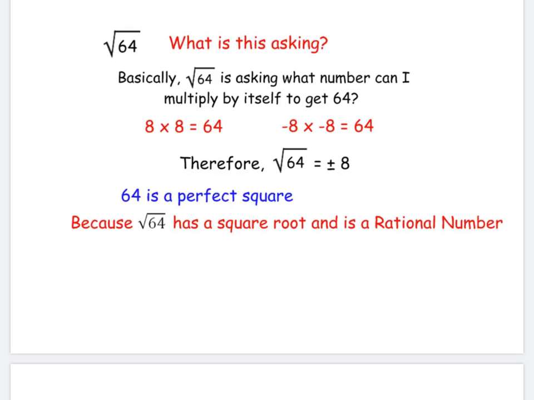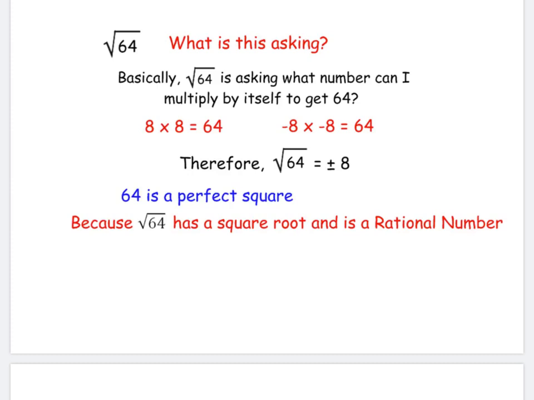So most frequently what comes to mind is 8, because 8 times 8 is 64. But remember the rules of integers, a negative times a negative also can give you a positive number. So negative 8 times negative 8 also gives you positive 64. Therefore, the answer, technically, the square root of 64 is both positive and negative 8.